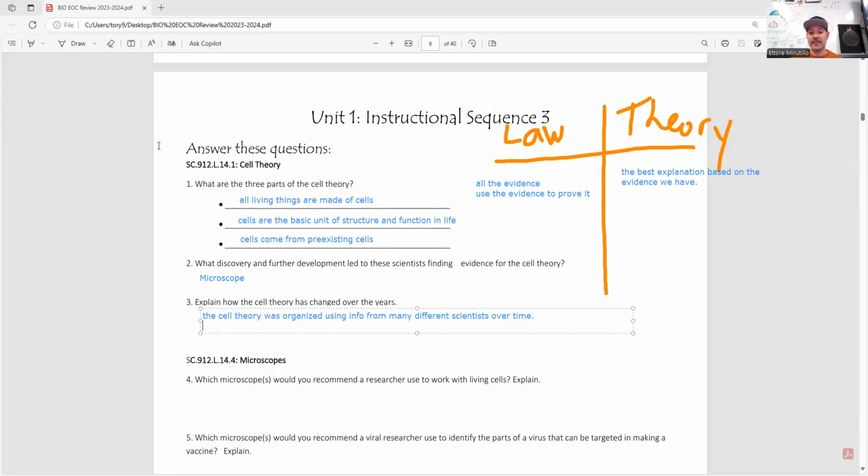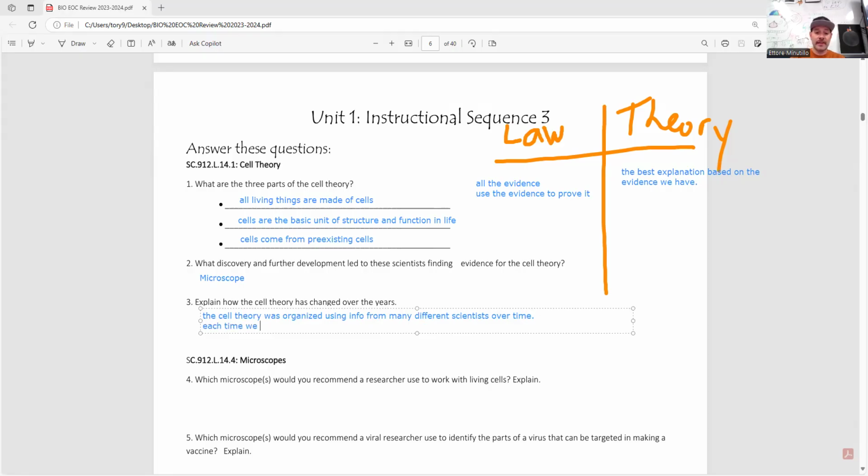Second, how has it changed over time? Well, like anything in science, if we come up with new evidence or new information, we're going to adjust our explanation to look at it in light of that new evidence. So, how have things changed over time as far as the cell theory goes?